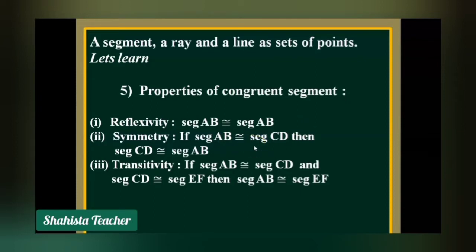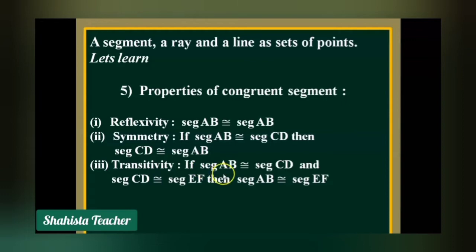Now let's learn the other property, that is the transitivity property of congruence. The meaning of the transitivity property is that if a figure A is congruent or equal to another figure B, and figure B is congruent to another figure C, that means A is congruent to B and B is congruent to C, then figure A is also congruent or equal to figure C. So A is equal to B, B is equal to C, and we can say A is equal to C.